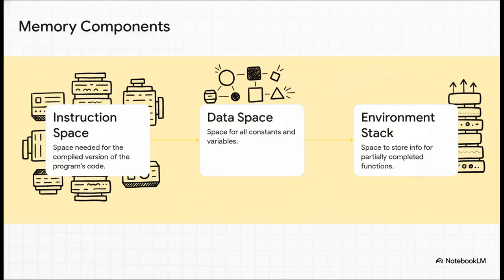So you can basically think of a program's memory as being in three different buckets. You have the instruction space for the compiled code itself. Then there's the environment stack, which juggles function calls. But for what we're talking about today, we're going to zero in on the data space. Why? Because that's where all your variables and data structures live. It's the part you have the most direct control over as a programmer.